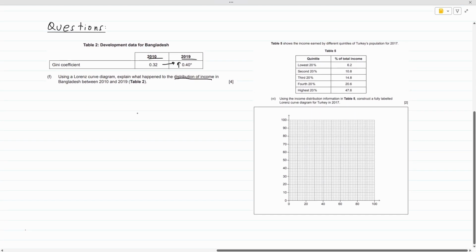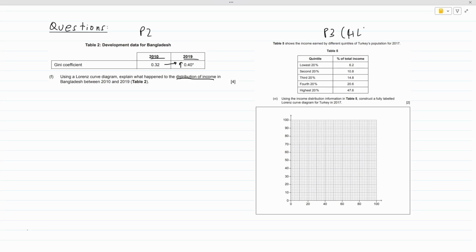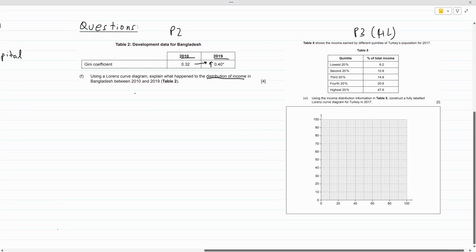So to better explore this, we can explore some common questions that may show up on exams. So this is, for example, a P2 question, and this is a likelier P3 HL question. Okay, so let's read this. So we've been given a table which shows the development data for Bangladesh, and the question reads, using a Lorenz curve diagram, explain what happened to the distribution of income in Bangladesh between 2010 and 2019.